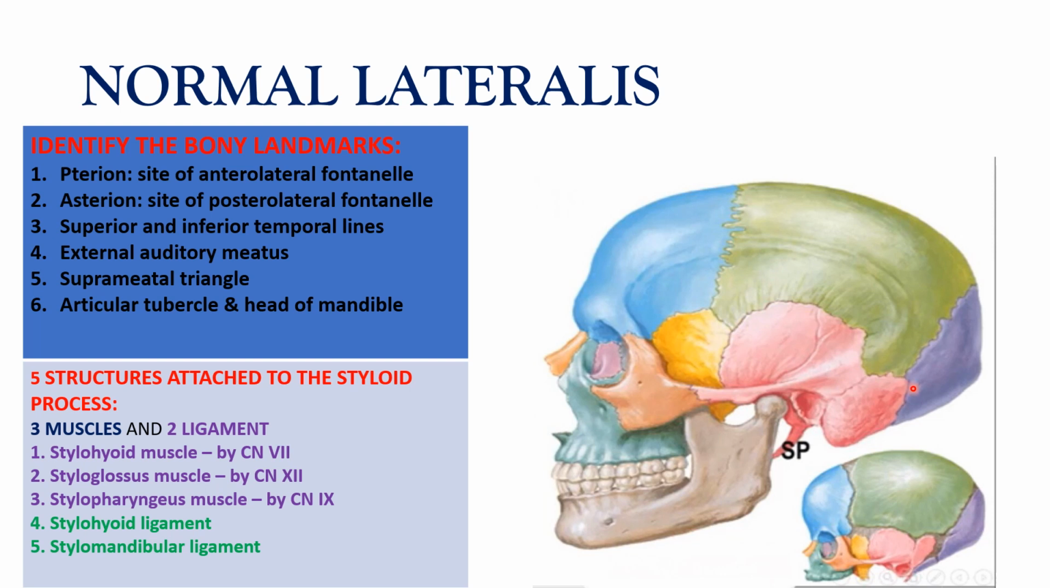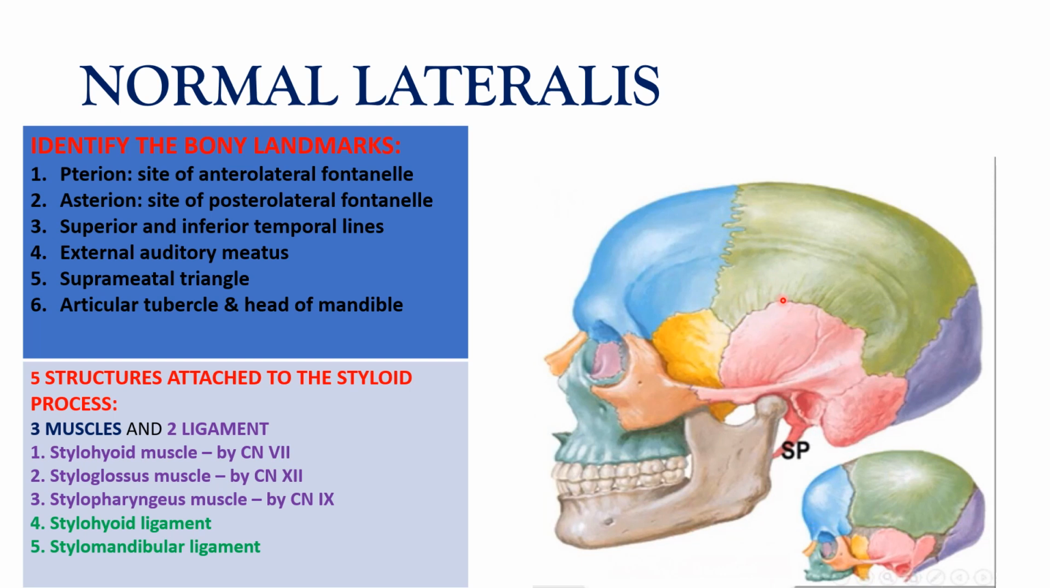Again, the asterion is another important bony landmark. When viewing the skull from the side, we said that the asterion is made up of 3 bones: the parietal bone, the mastoid process, and the occipital bone. We said that the asterion clinically lies opposite to the sigmoid sinus, and that it is represented in the infant skull as the posterolateral fontanelle, which also ossifies at the age of 3 months.